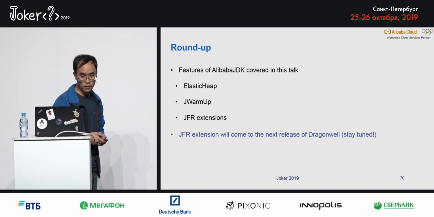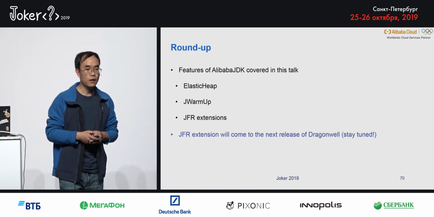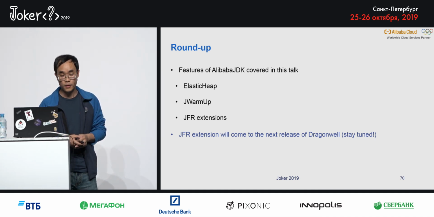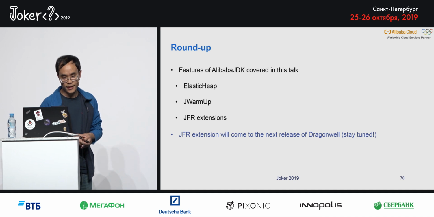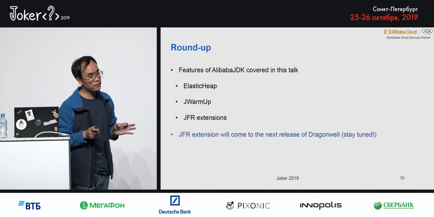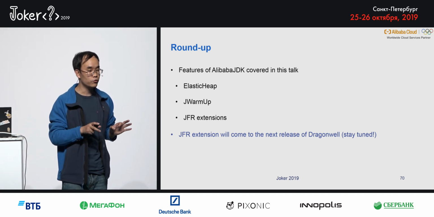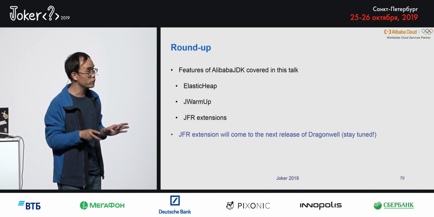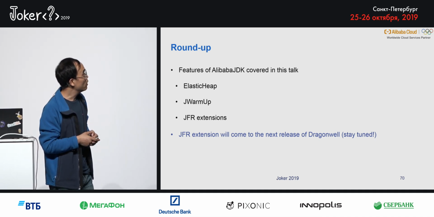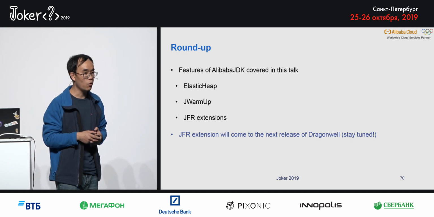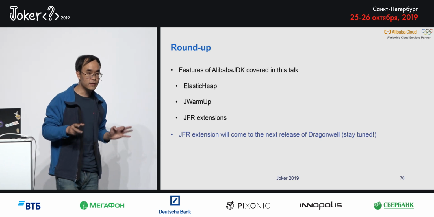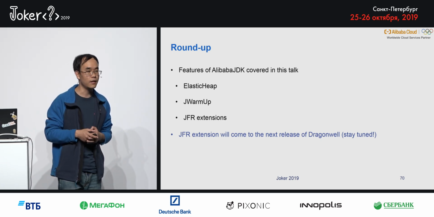Yeah, I think this is the summary. In my talk, I majorly covered three major features. The first is elastic heap. The second is warm-up. And yeah, so far the current release of Dragonwell does not include our extension for JFR. But we are planning to make it into the next release of Java Dragonwell at the end of this year. And thanks, many thanks for your attention. And yeah, that's all.